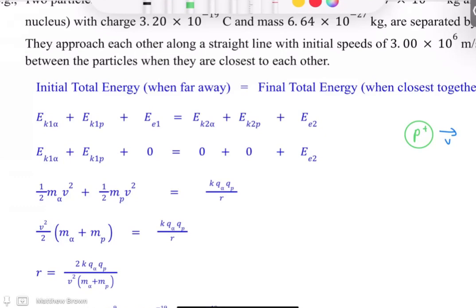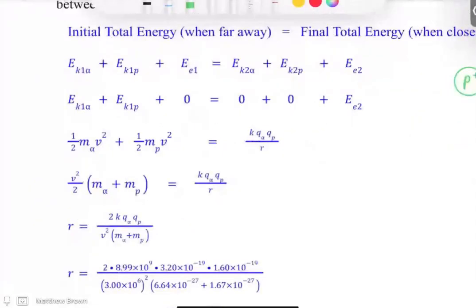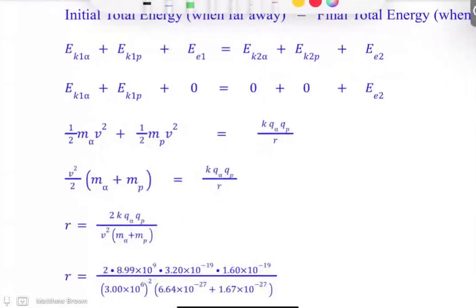Initially, because they're really, really far away, the electric energy in this field is 0. And when they're closest together, we'll assume that for that instant both of them have essentially stopped, and then they're going to start moving away again. So at that instant in time, both of their kinetic energies are 0. That leaves us with only those 3 terms. We can just plug in the numbers here. So 1/2 the mass of an alpha particle times that velocity squared plus 1/2 the mass of a proton times its velocity squared equals the electric potential energy in this system.